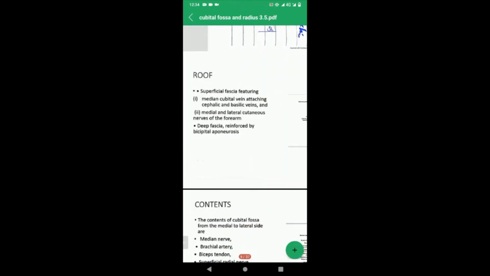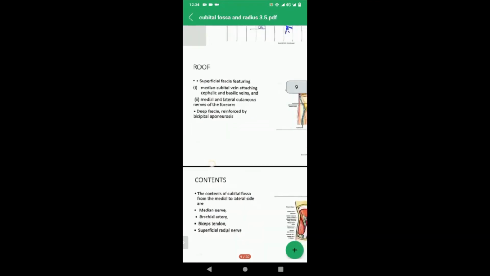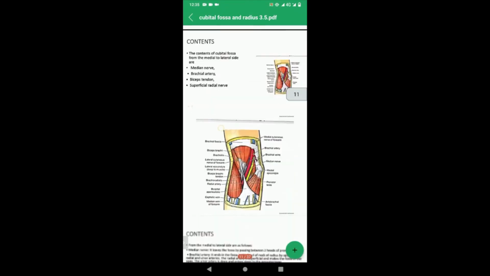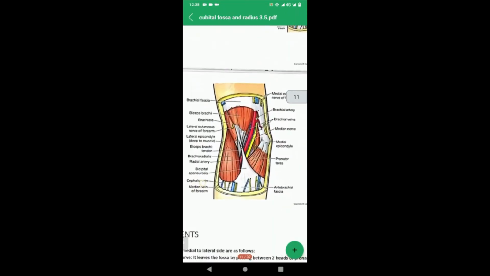The roof is formed by the superficial fascia, the medial cubital vein, which connects the cephalic and basilic veins, and the medial and lateral cutaneous nerves of the forearm. Then the contents. You can remember the contents of the cubital fossa from the mnemonic MBBS: median nerve, brachial artery, biceps tendon, superficial radial nerve.